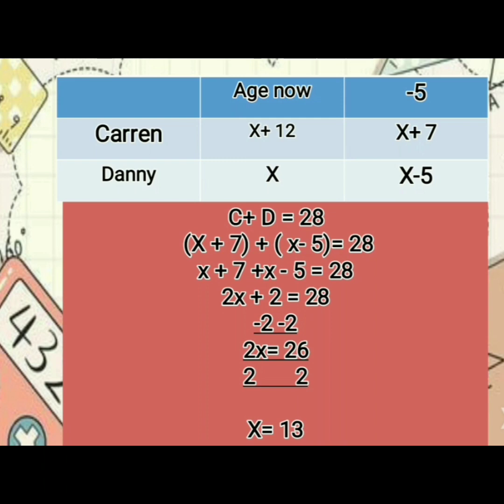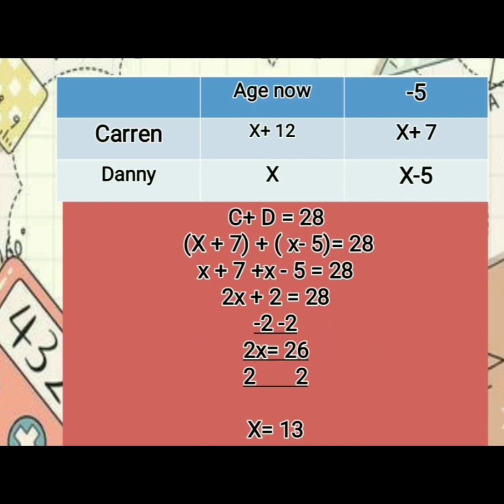So C plus D equals 28. The sum of their ages will be 28. So we add C and D, replacing C and D with the change cells. Then X plus 7 plus X minus 5 equals 28. Then combine like terms, X plus X and 7 minus 5. Then 2X plus 2 equals 28. After that, subtract 2 from both sides. So 2X equals 26. Divide: X equals 26 divided by 2. Then our solution for X is 13.